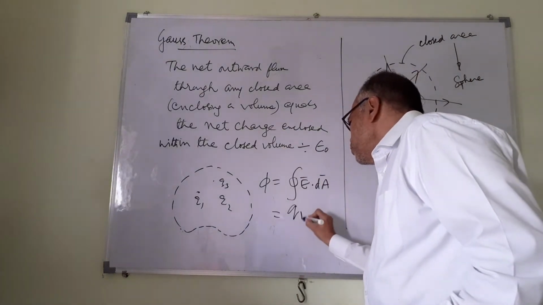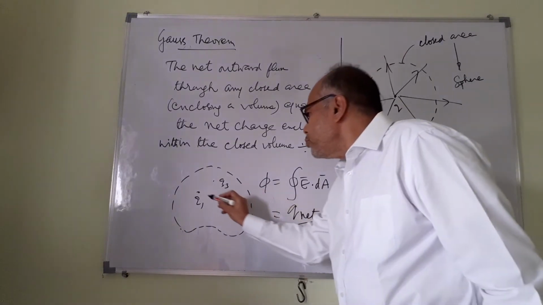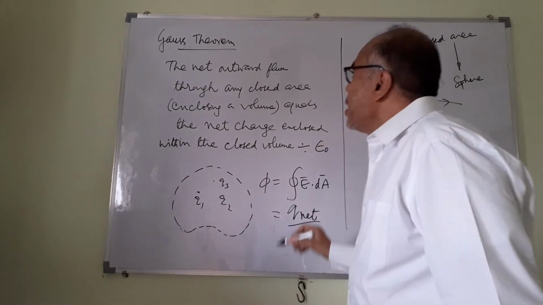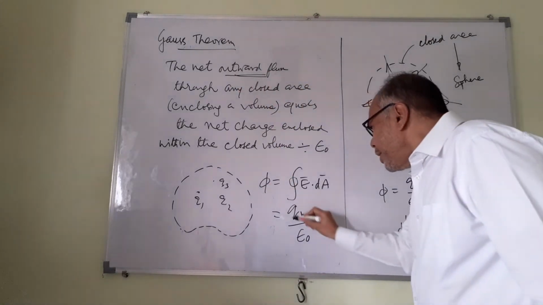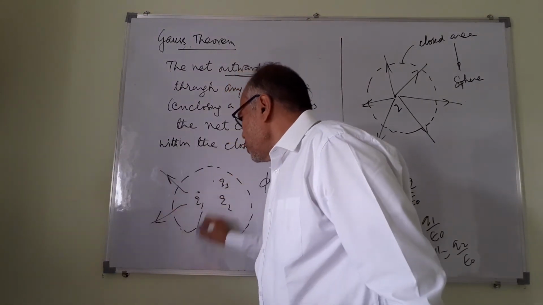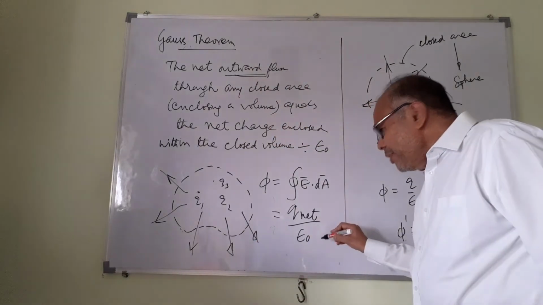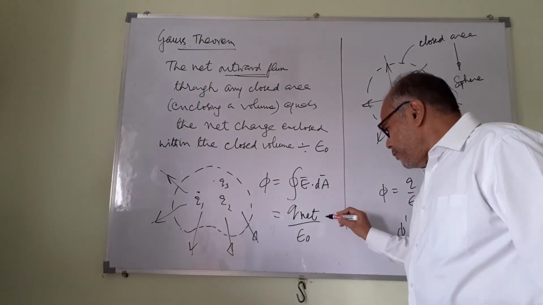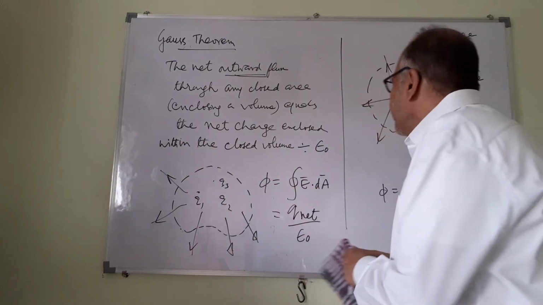This is equal to Q net by epsilon 0, where Q net would be Q1 plus Q2 plus Q3. And we are saying it is a net outward flux. That means if Q net is positive, there would be an outward flux. If Q net is negative, the net flux would be inward.